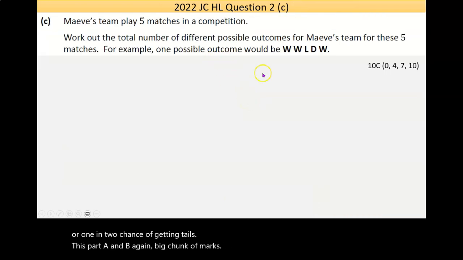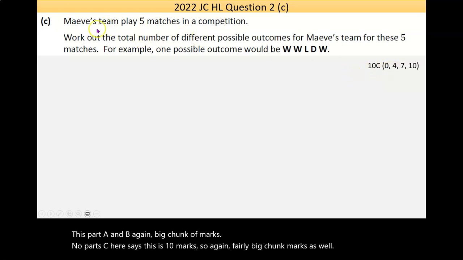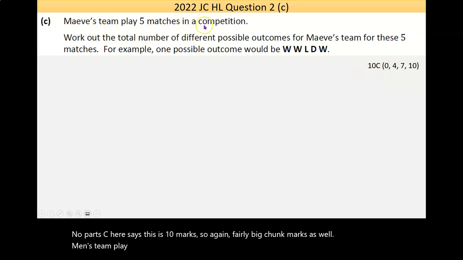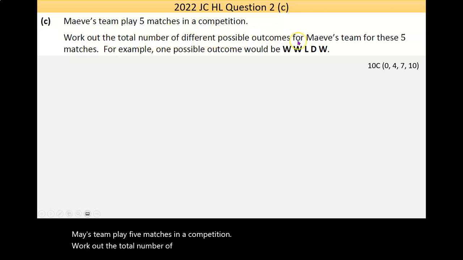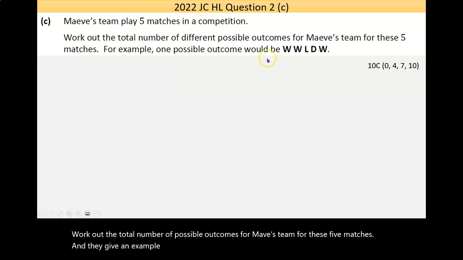Now part C here is 10 marks, so again, a fairly big chunk of marks as well. Maeve's team play five matches in a competition. Work out the total number of possible outcomes for Maeve's team for these five matches. They give an example of one possible outcome: win, win, lose, draw, win.